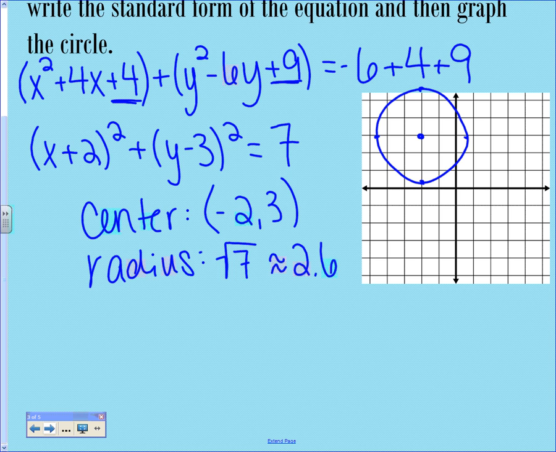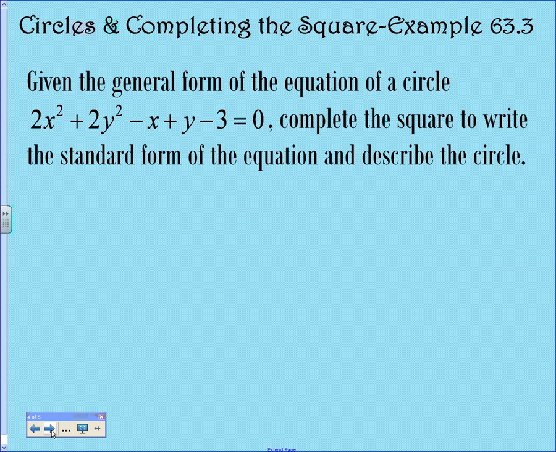Okay. So let's look at one more example. It says to complete the square, to write the standard form and describe the circle. So do we actually have to graph it? You just have to tell what if you're describing a circle. No, we don't care about the circle's favorite color. We don't have to tell it that it's circular. Yep, the center and the radius. So if it says describe, you just tell what the center and the radius are.